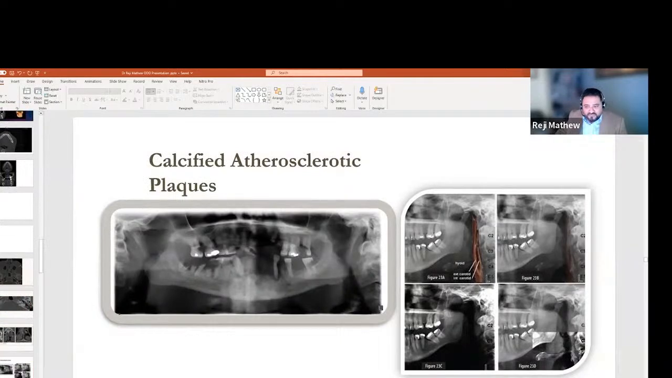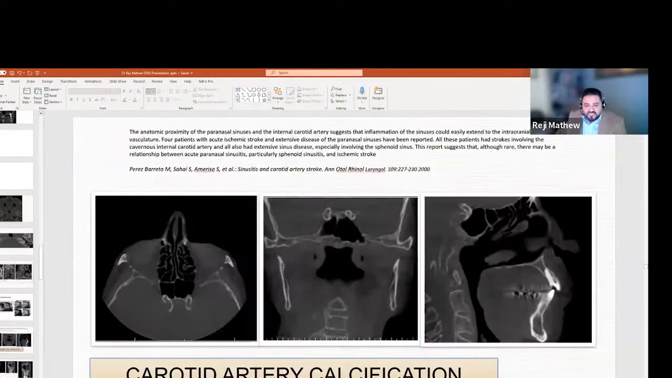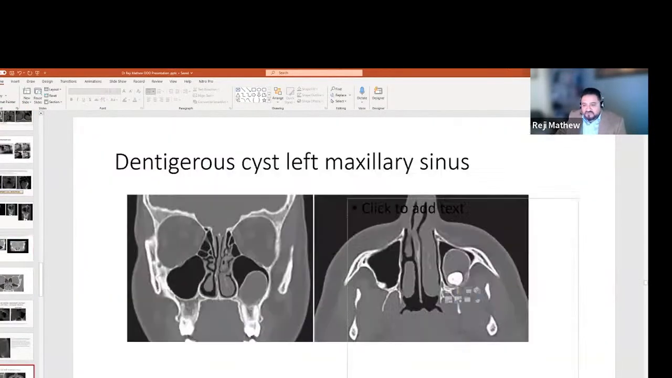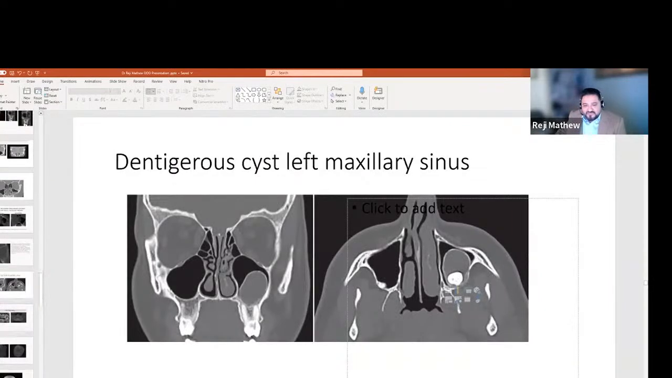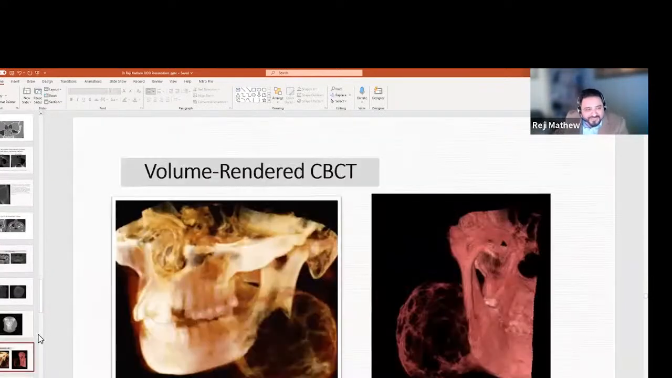This is a case of carotid artery calcifications. Yeah, I could speak forever. I'm sorry. So I'm going to stop here. And then, are there any questions you wanted to ask? If you wanted to ask some questions, I would answer.